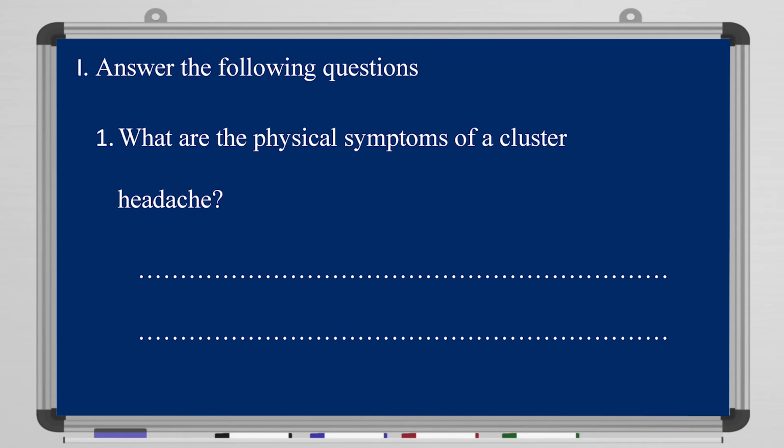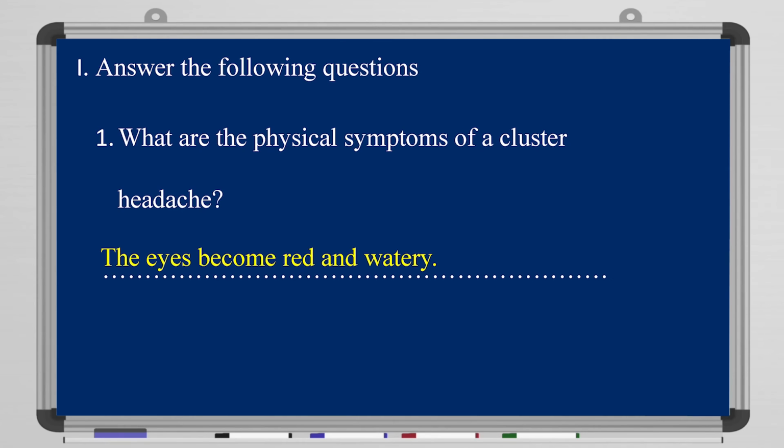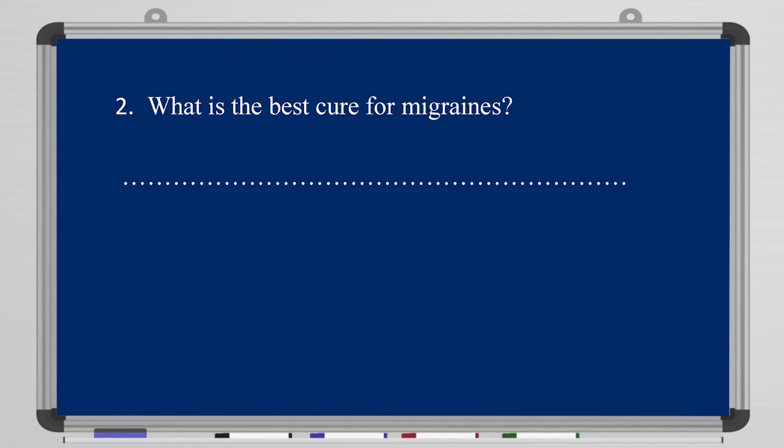So you need to go back to a cluster headache and see what the physical symptoms are. What happens to a person physically when they have a cluster headache? You will find that the answer says the eyes become red and watery. Let's look at number 2. What is the best cure for migraines? Here I'm being very specific. I want migraines. What is the best cure? If you go back to it, sleep is the best cure for migraines. Very good. So question number 3.